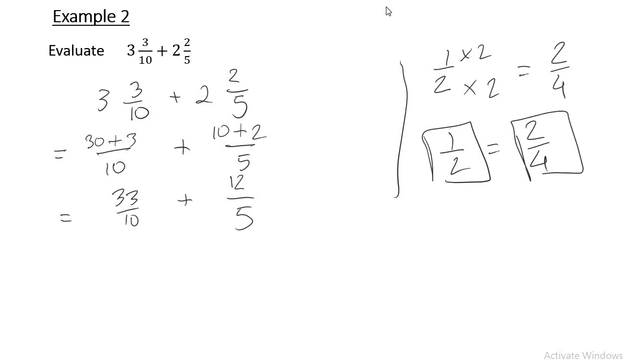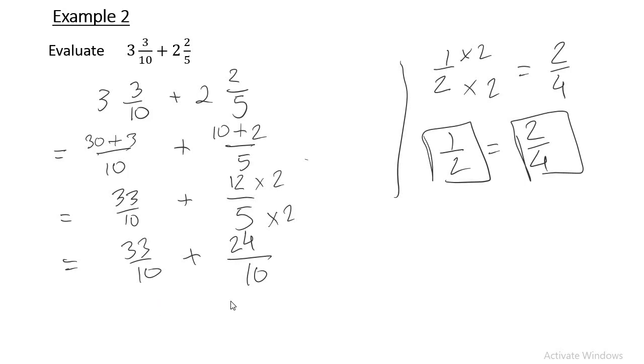We can apply the same rule on the second fraction here. We want a 10 over here, and the way we make a 10 is multiplying the top and the bottom of the fraction by 2. So then we'll have 33 over 10 plus, multiply the top, we'll get 24, and then multiply the bottom by 2, we get 10.